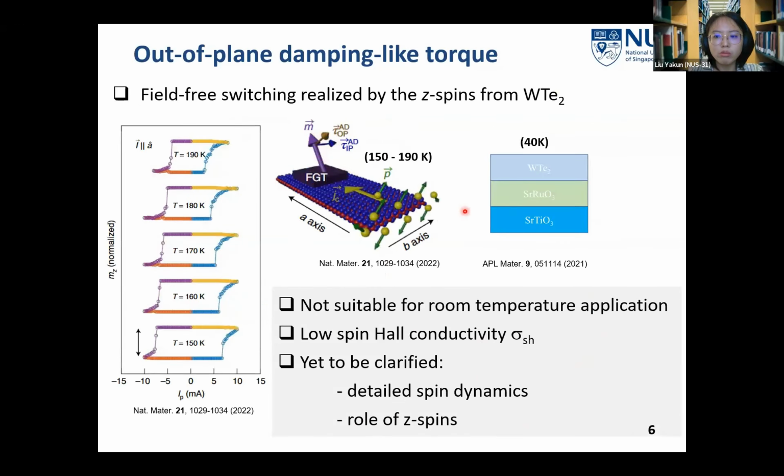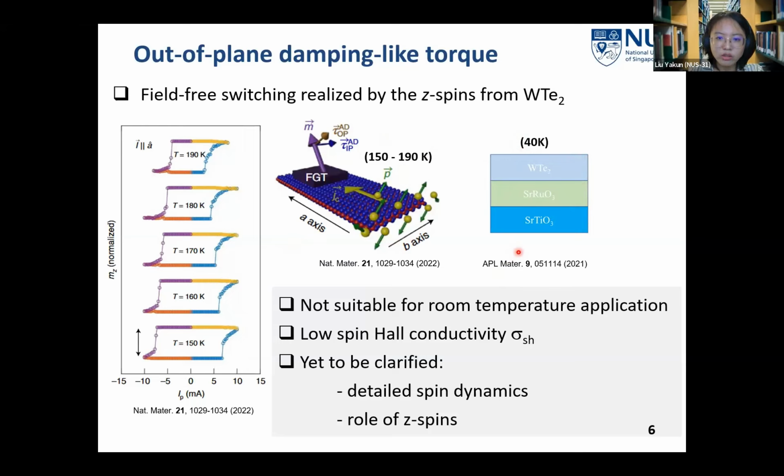So following the observation of the Z-spin polarized current generated in tungsten ditelluride, WTe2, a very famous Weyl semimetal, the field-free switching of PMA can be realized using WTe2 as the spin source at low temperature. Note that this is at low temperature. This temperature is imposed by the PMA layer.